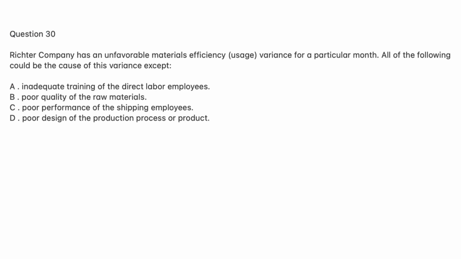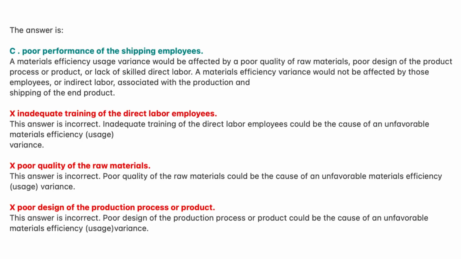Question 30. Richter Company has an unfavorable materials efficiency, usage, variance for a particular month. All of the following could be the cause of this variance except A. Inadequate training of the direct labor employees. B. Poor quality of the raw materials. C. Poor performance of the shipping employees. D. Poor design of the production process or product. The answer is C. Poor performance of the shipping employees.